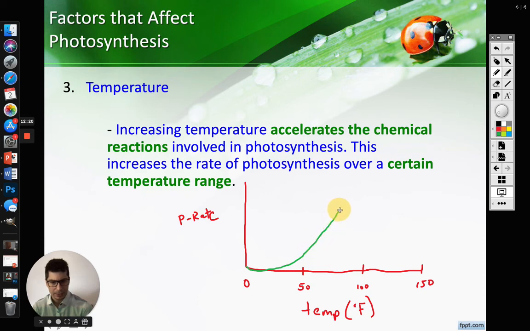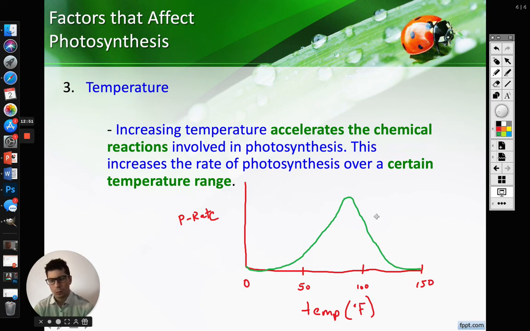But then we're like around 80, 90, somewhere around there, getting really hot, okay? Maybe even around 100. Well, our photosynthesis rate is increasing, but then what's going to happen is it's going to decrease and decrease and decrease, and then slowly get to pretty much 0.